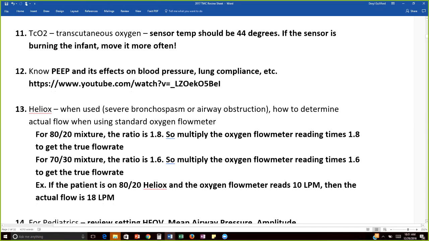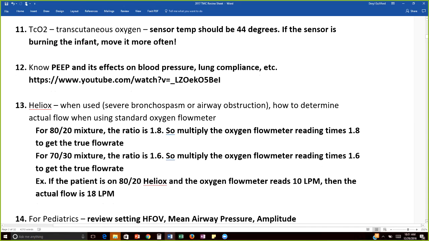Transcutaneous oxygen, the TCO2, this surprises people. The temperature of the sensor should be 44 degrees centigrade, which is well above body temperature, 37 degrees centigrade. So that raises the question, won't that burn the infant? Well, it could. So we have to move the sensor often to make sure that doesn't happen. As often as every 2 hours can be done. Every 2 or 3 hours could be the answer to that.